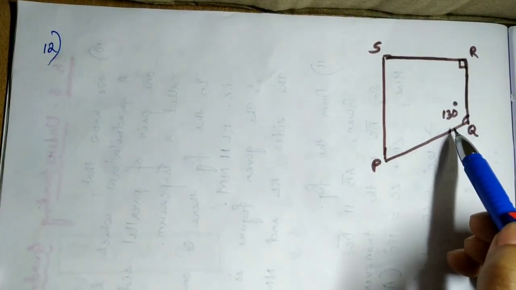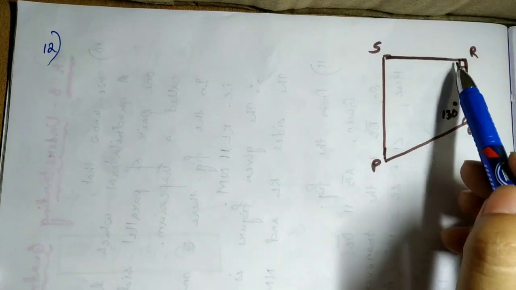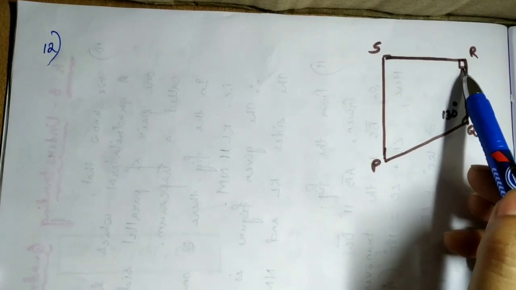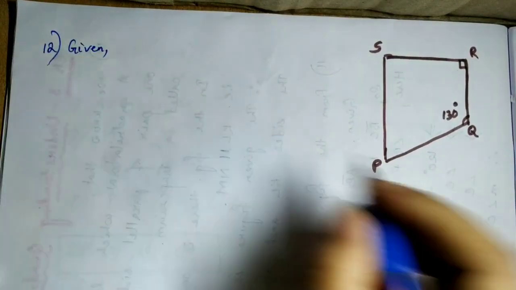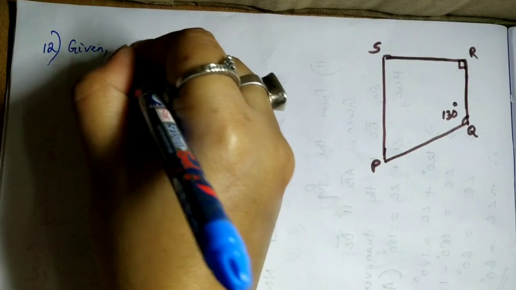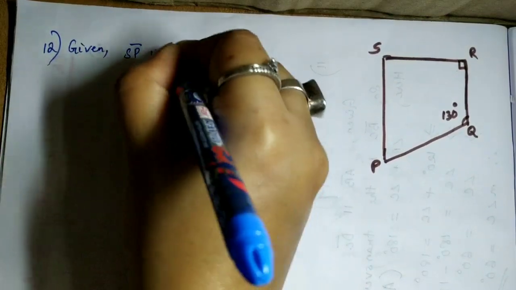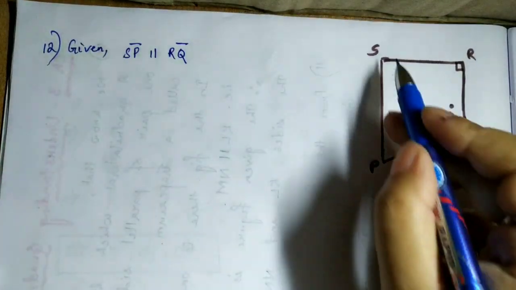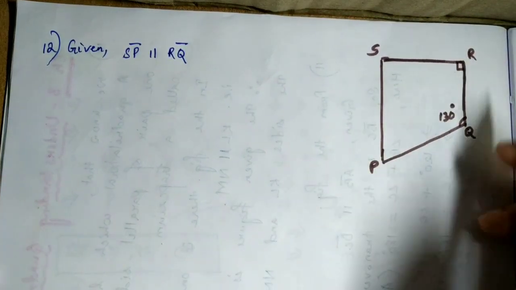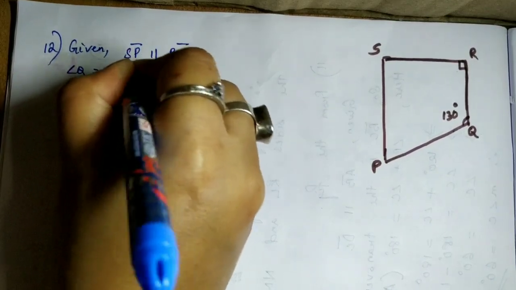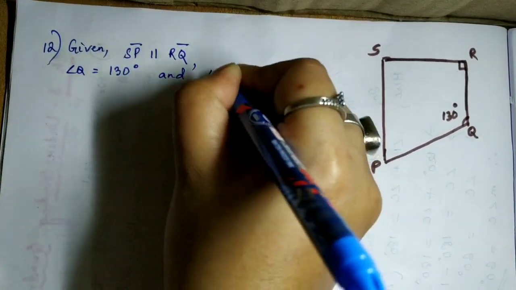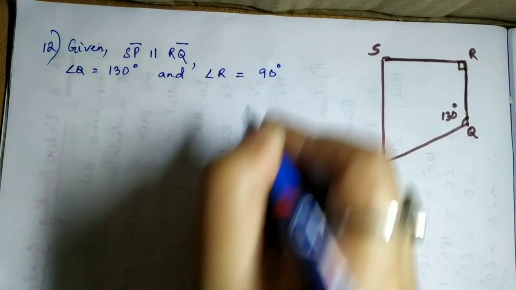Okay. Let's continue. You can see this is the given diagram. Here this is 130 degrees. PQRS is the name of the figure, and whenever it's marked like this, it's 90 degrees. Now let us write down what is given here. Given SP is parallel to RQ. When you write SP, you don't write it as QR, you write it RQ. Then what is given again? Angle Q is equal to 130 degrees and angle R is equal to 90 degrees.